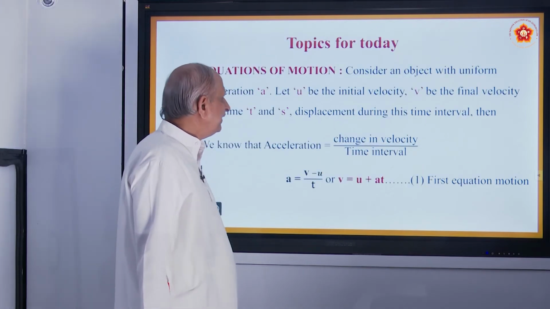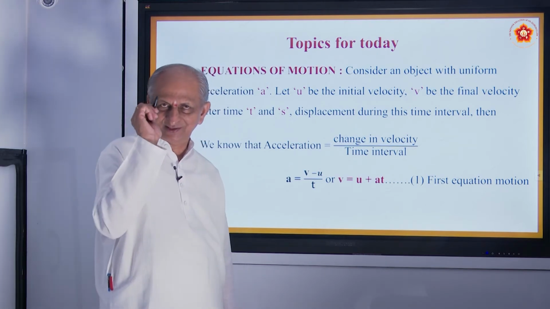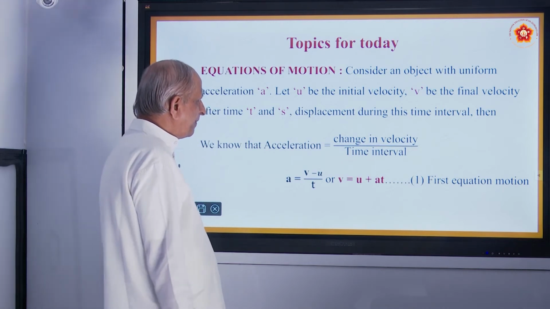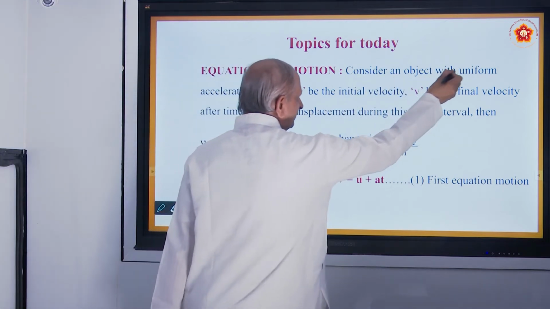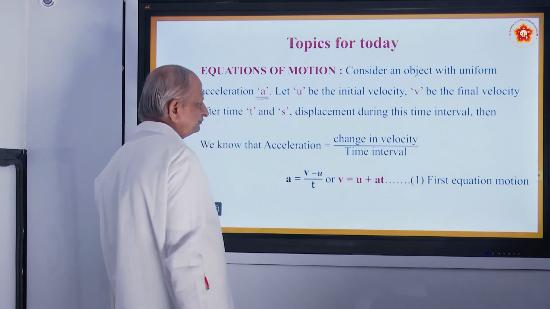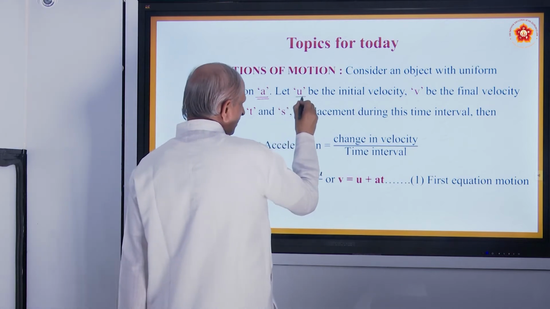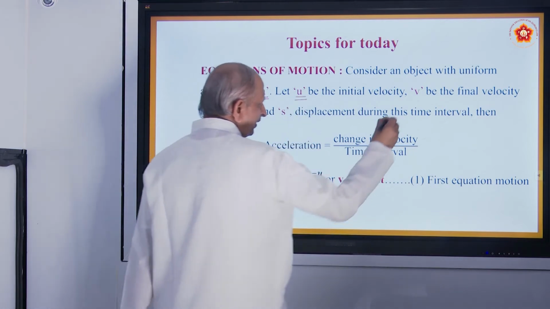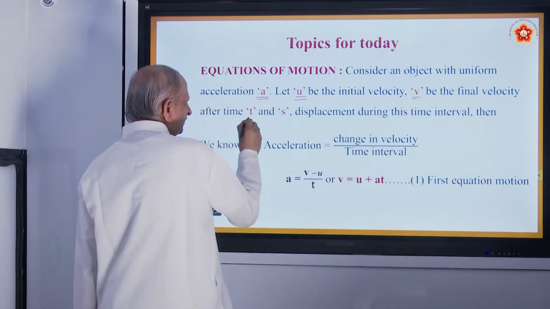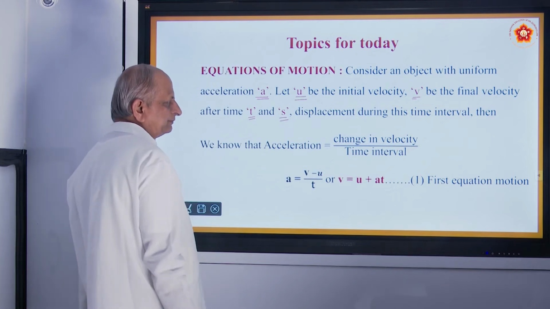Now for today's topic, we have equations of motion. It is world famous. Please bear it in mind strongly. Okay. What you have to remember? Consider an object with uniform acceleration. We call it a, short form of acceleration. u be the initial velocity, v be the final velocity, and t is the time. s is the displacement.